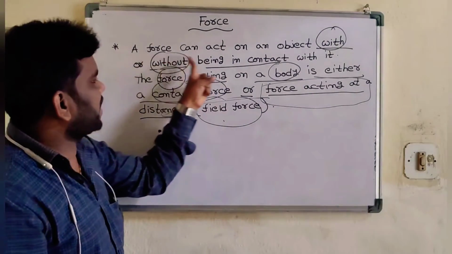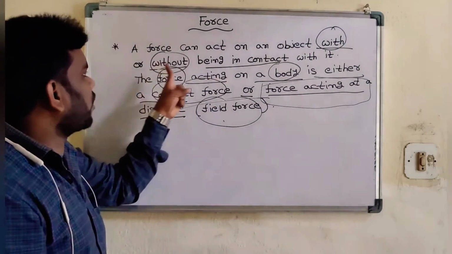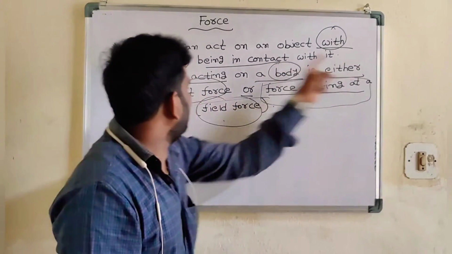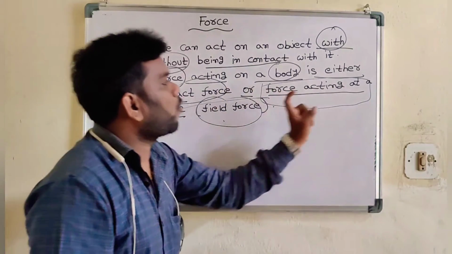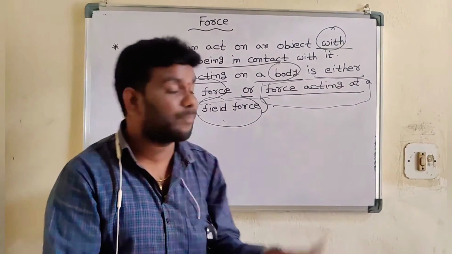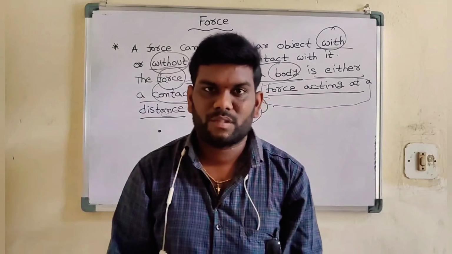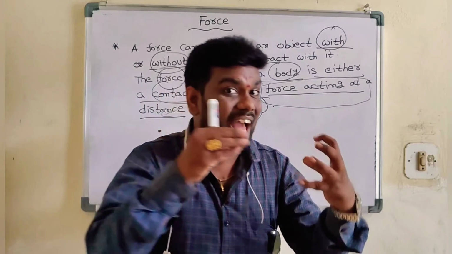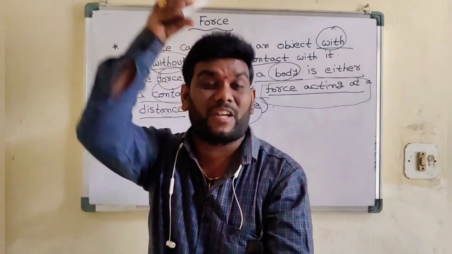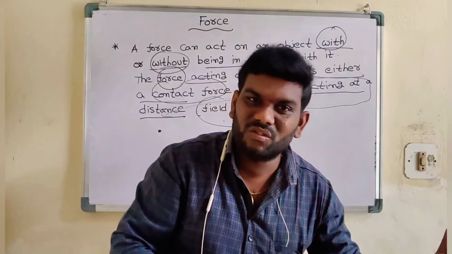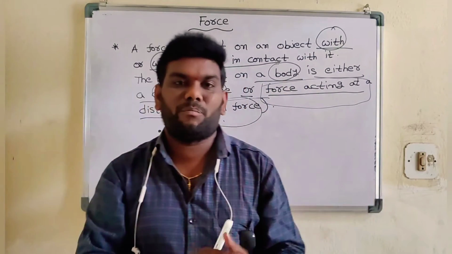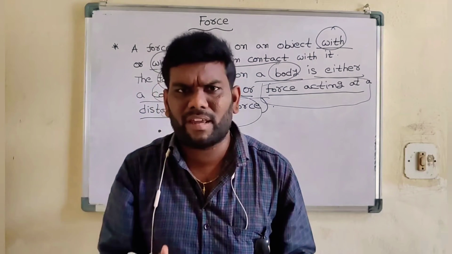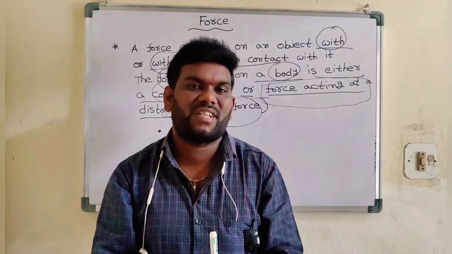So what is the definition of force in total? The force can act on an object without being in contact with it. The force acting on a body is either a contact force or a force acting at a distance. It means it is nothing but a field force. Already I told, two types: one is contact, another is field forces. The force you apply on a body can be contact or non-contact, meaning contact force or non-contact force. Whatever it is, the force must definitely act there.